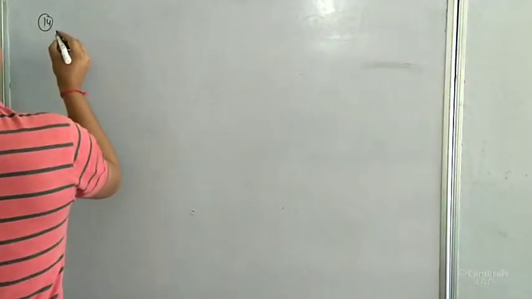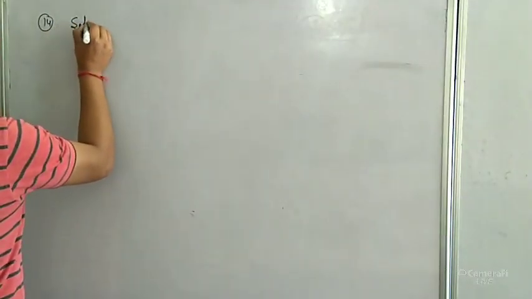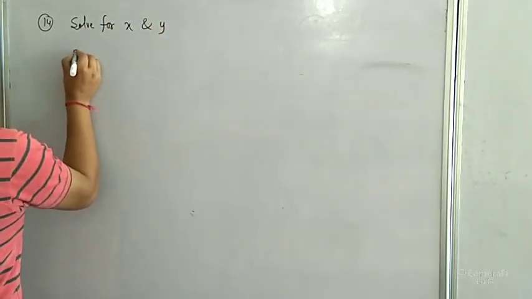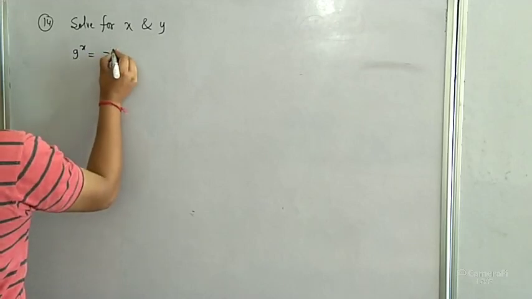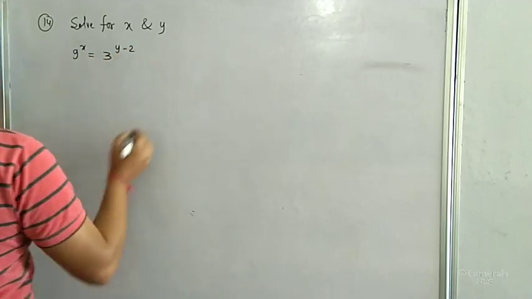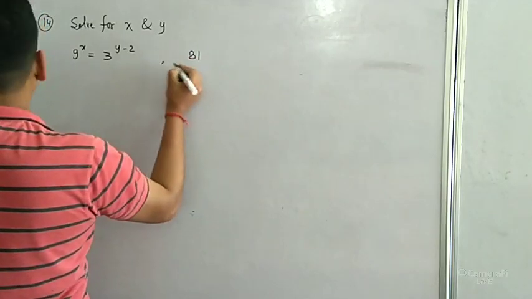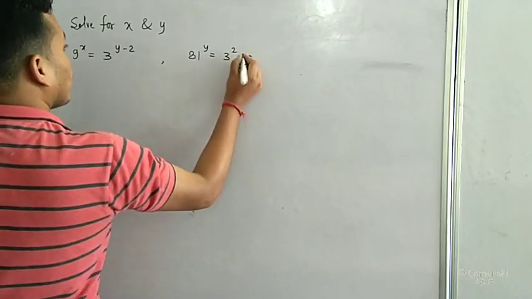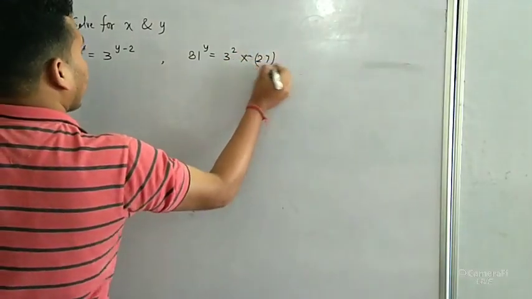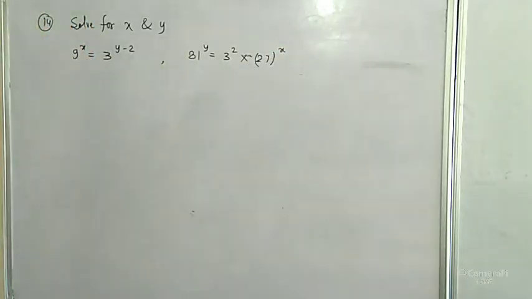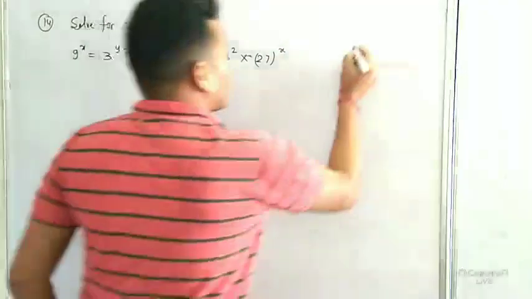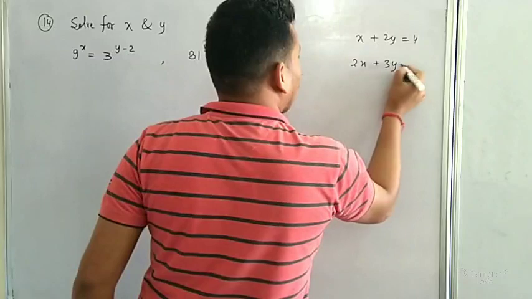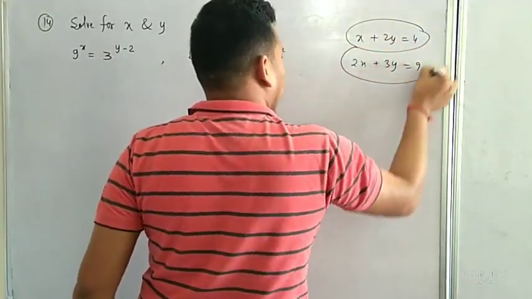Question number 14: solve for x and y. The first equation is 9 to the power x is equal to 3 to the power y minus 2, and the second one is 81 to the power y is equal to 3 square into 27 to the power x. Now tell me, can you solve the two equations if x plus 2y is equal to 4 and 2x plus 3y is equal to 9? Can you solve these two equations?